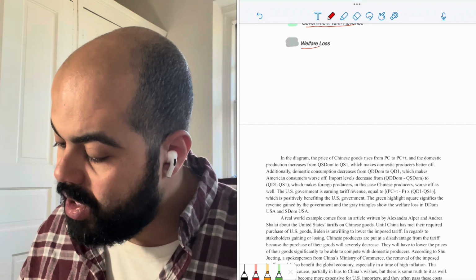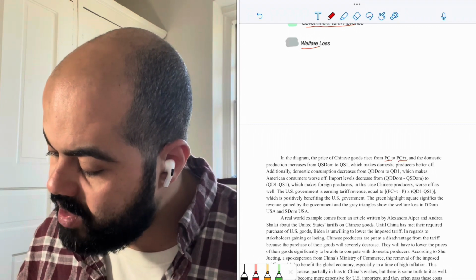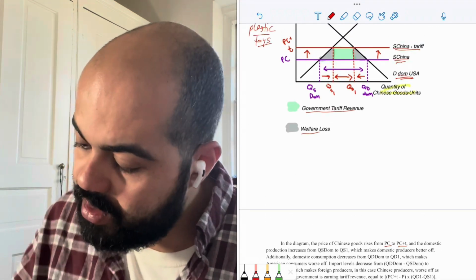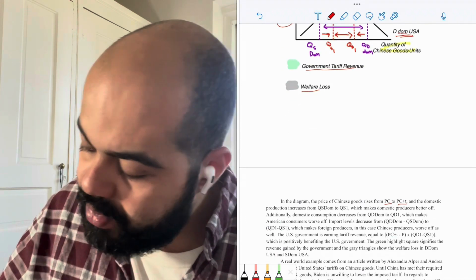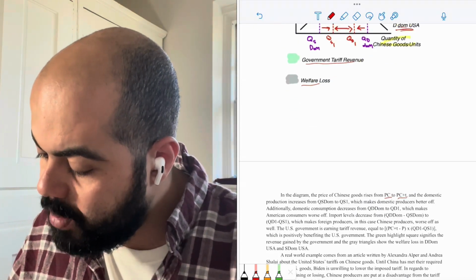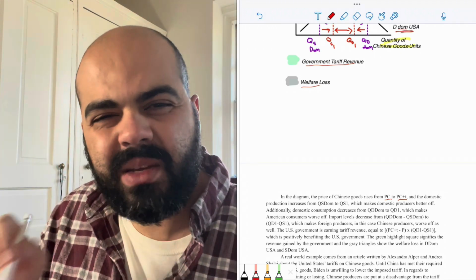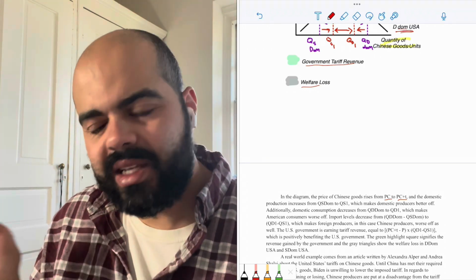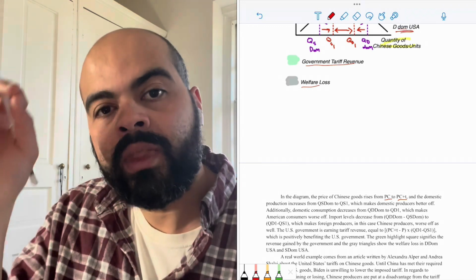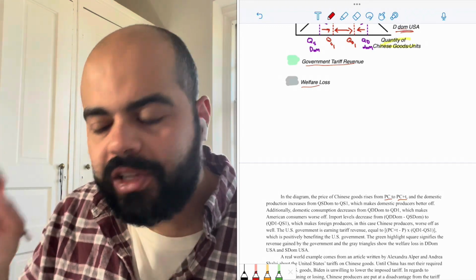In the diagram, the price of Chinese goods rises from PC to PC plus T, okay? So this price here to this price plus the tariff. And the domestic production, and this is the tricky thing. When they say the domestic production of Chinese goods, that doesn't really make sense. So that's why, again, some comments on how you should label your diagrams.